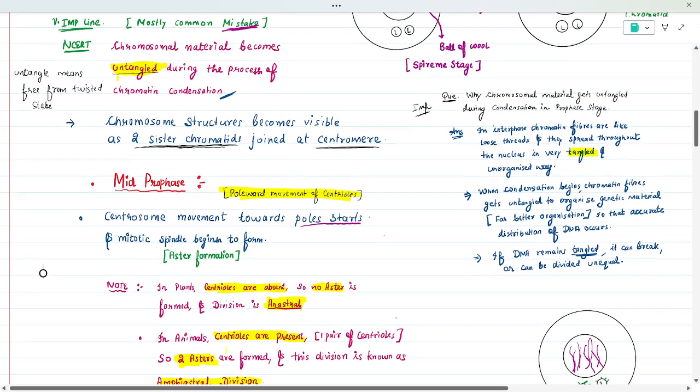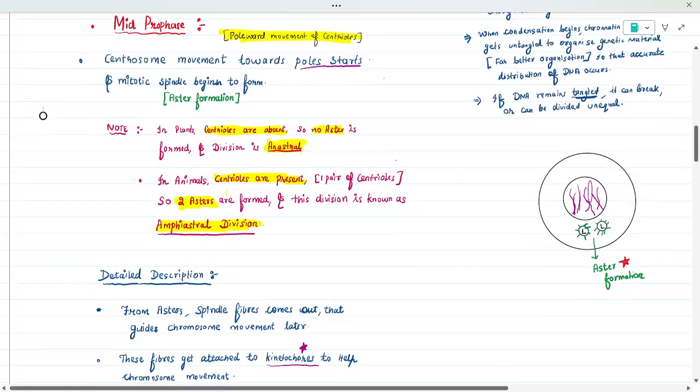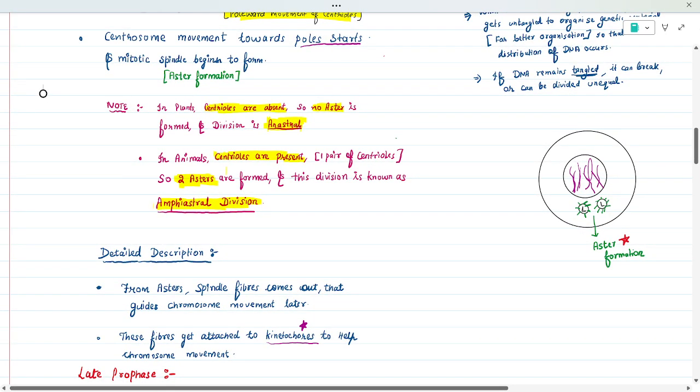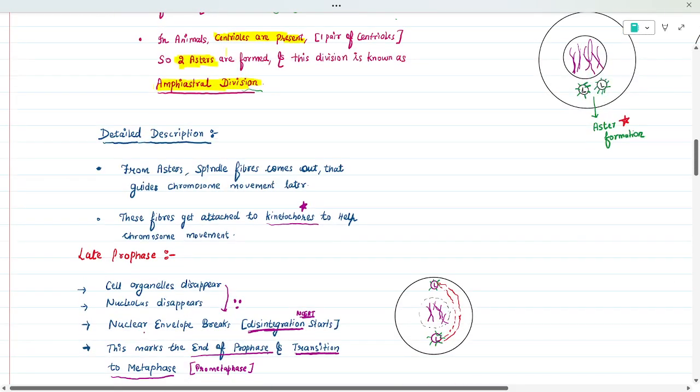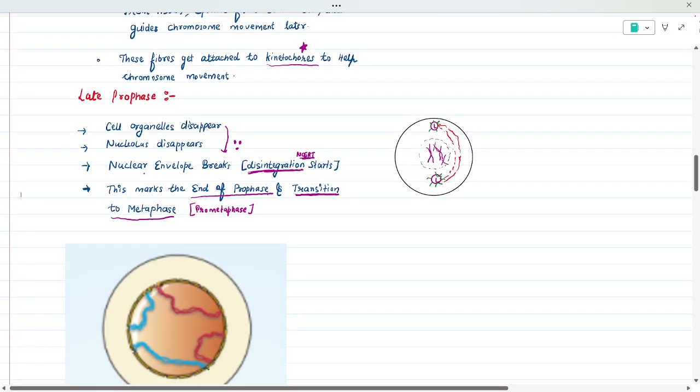It was characterized by the polar movement of the centrioles, and then later we studied there are two asters formed in case of animals, but in plants there is no aster as there is no centriole. So division of plants is known as anastral, and in animals division is known as amphiastral, right? Later in the late prophase, the nuclear envelope disintegrates, and due to disintegration all the nucleus content gets separated into the cytoplasm, and cytoplasmic organelles disappear.